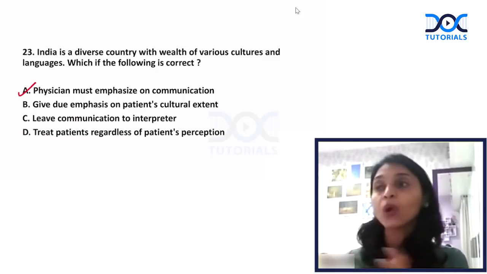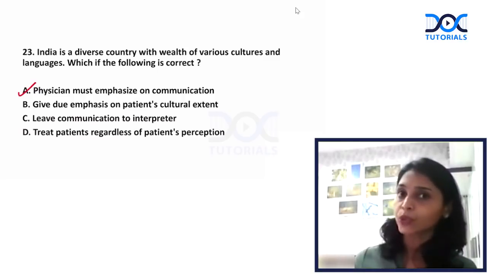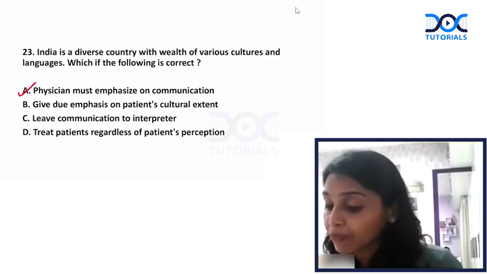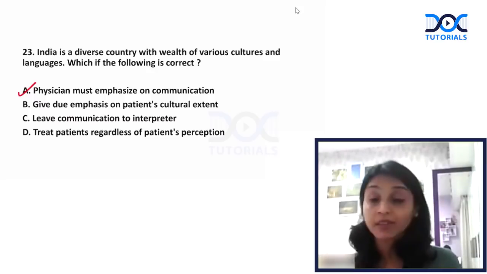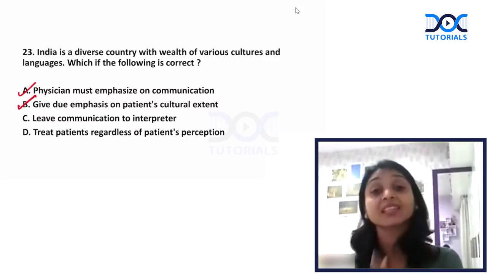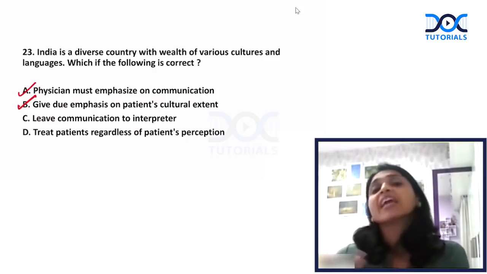That is very important because you are going to see people from various cultures. So you should be able to communicate to them correctly in a proper way. Give due emphasis on patient's cultural extent. Again, very, very important. You have to always consider the culture before giving any treatment.